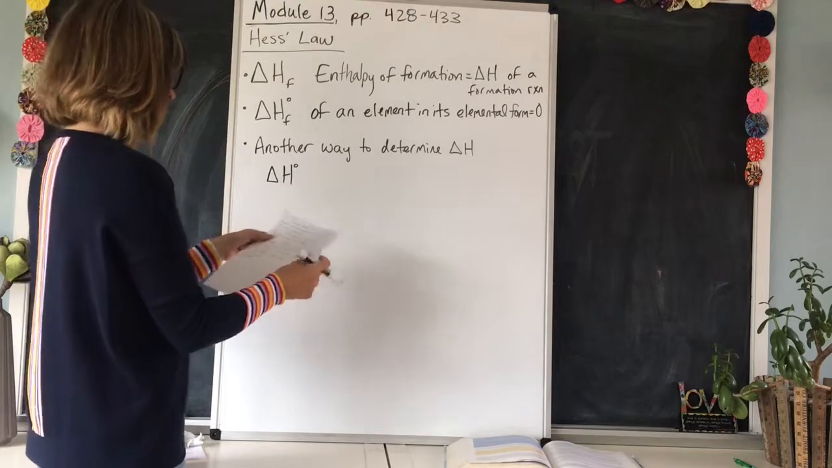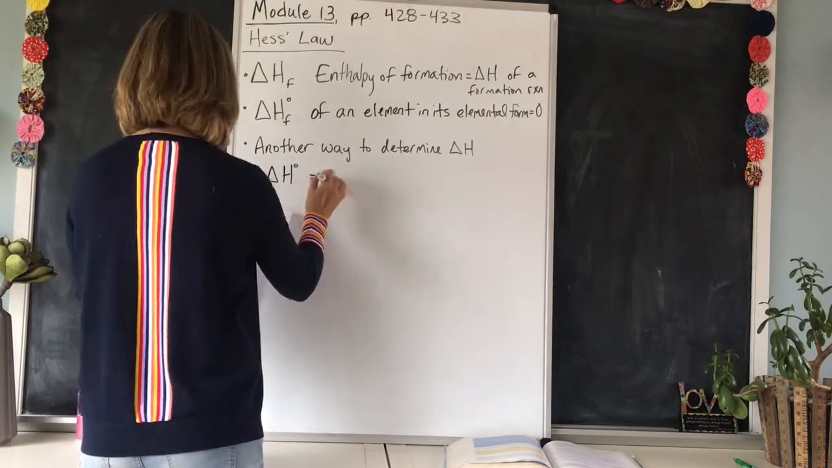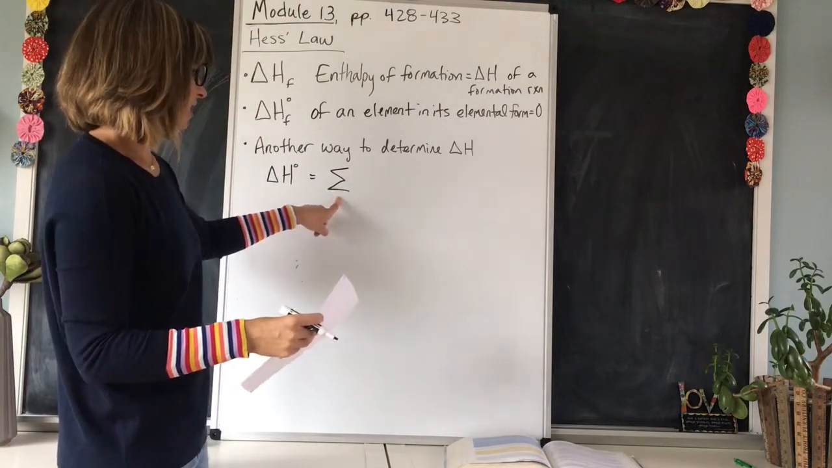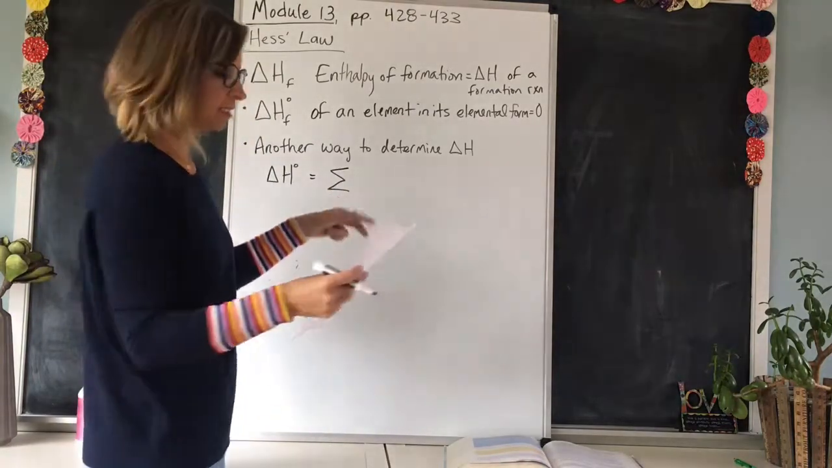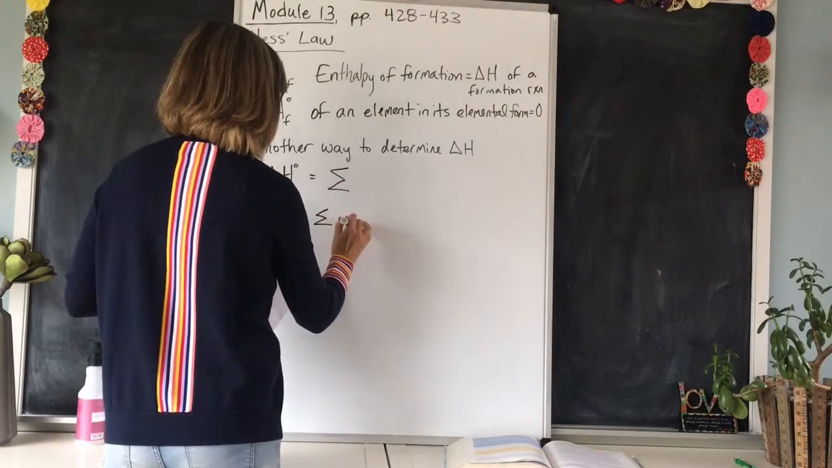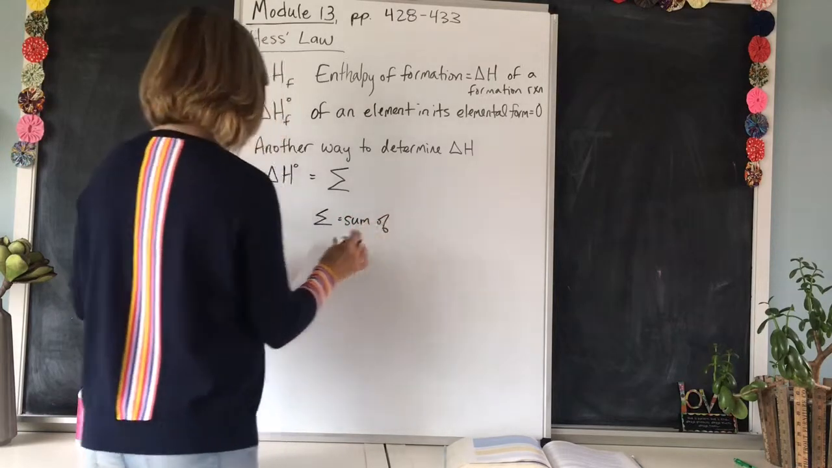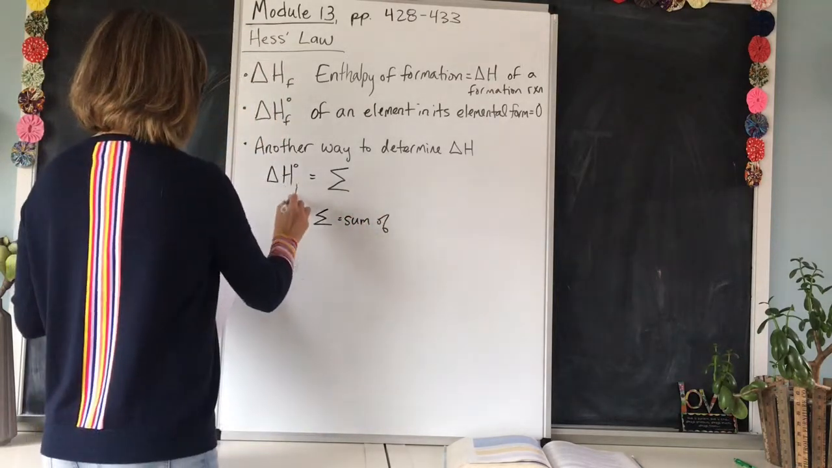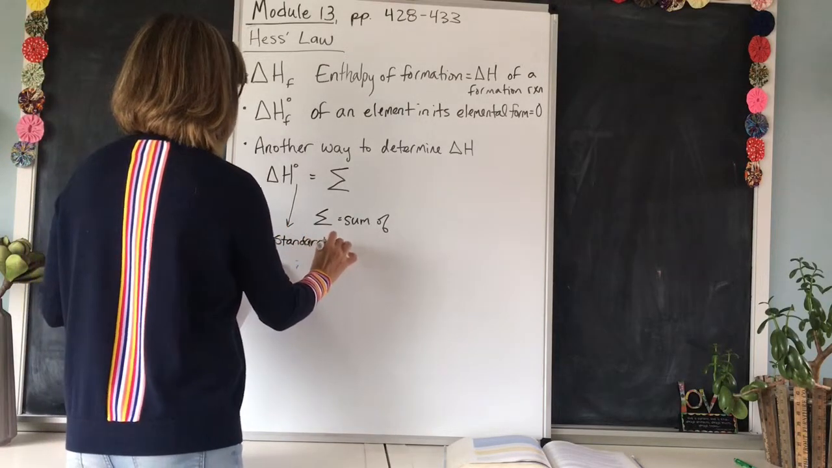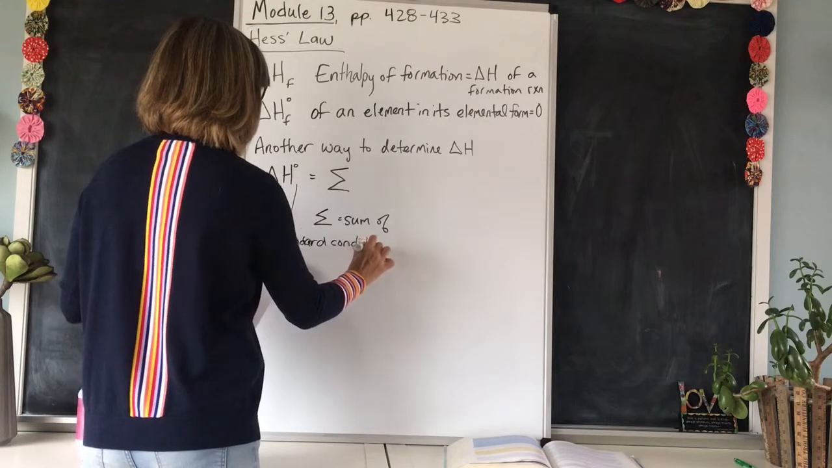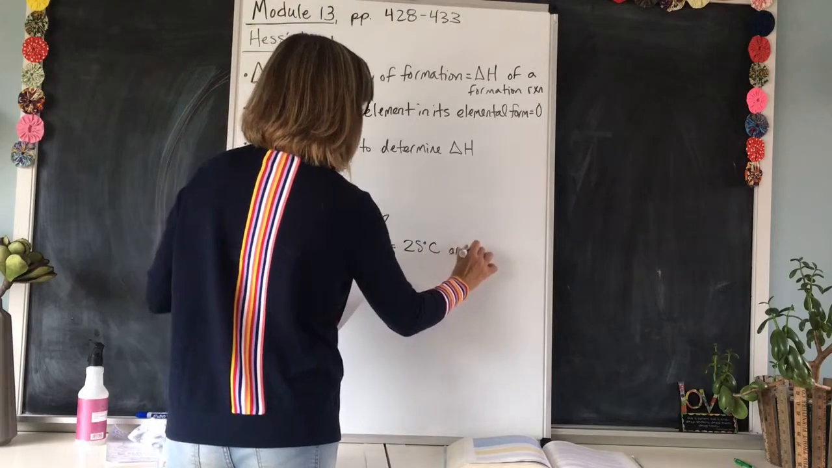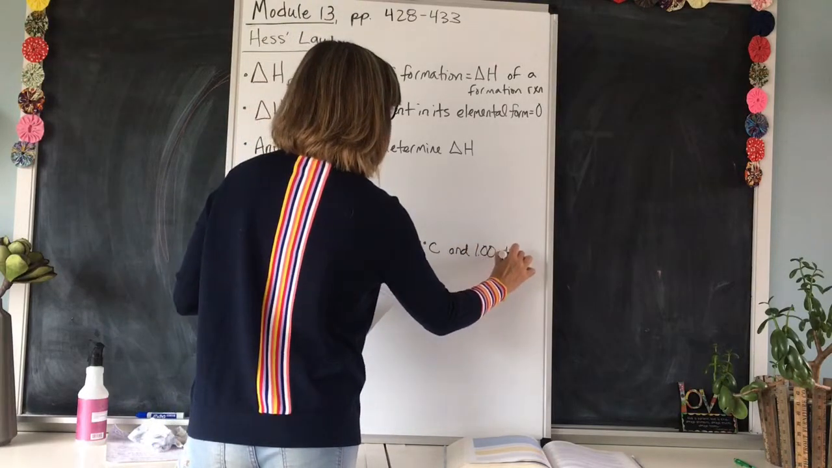Okay, so the delta H under standard conditions equals, we have a new Greek symbol. This is a sigma, and it means sum of. I'll write that in down here. Equals sum of. And then you could also add into your notes that this means standard conditions, which are 25 degrees Celsius and 1.00 atmospheres.